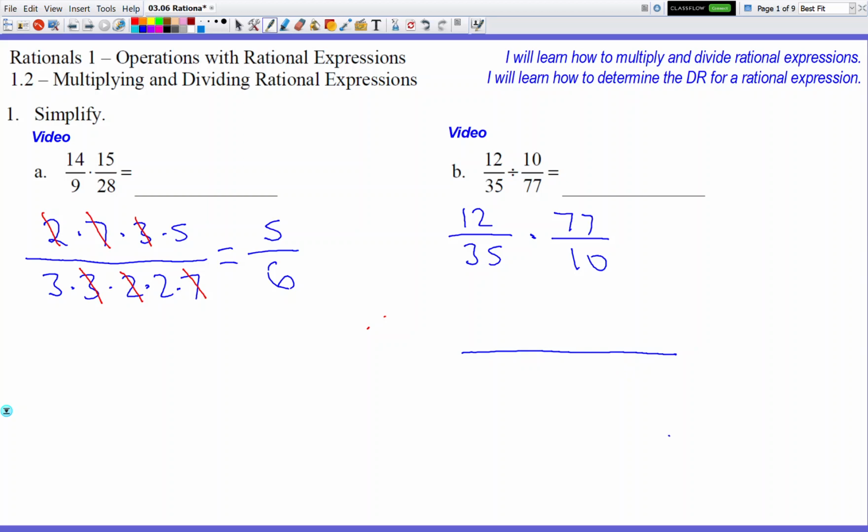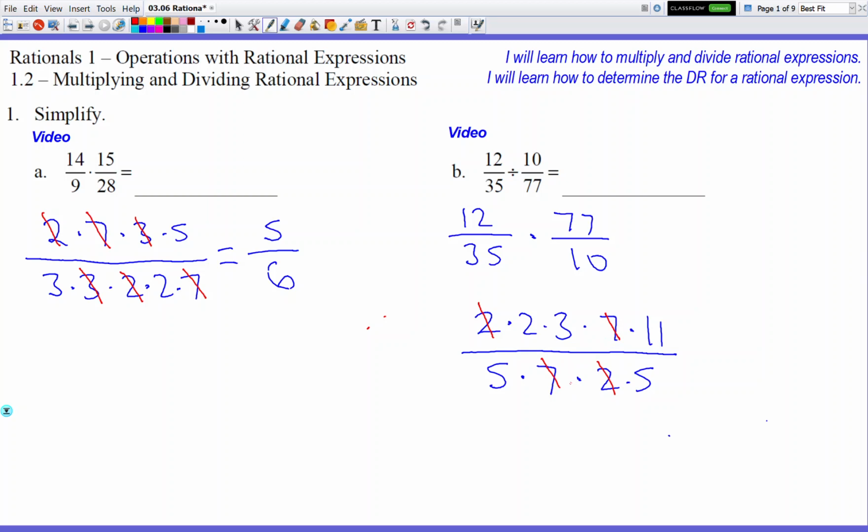So let's do this. So 12 is known as 2, 2, and 3. 77 is known as 7 times 11. 35 is known as 5 times 7. And 10 is known as 2 times 5. Okay, and I'm going to look for things that match. So let's change my color so I can see things a little more clearly. So 2 on top and bottom. I see a 7 on top and bottom.